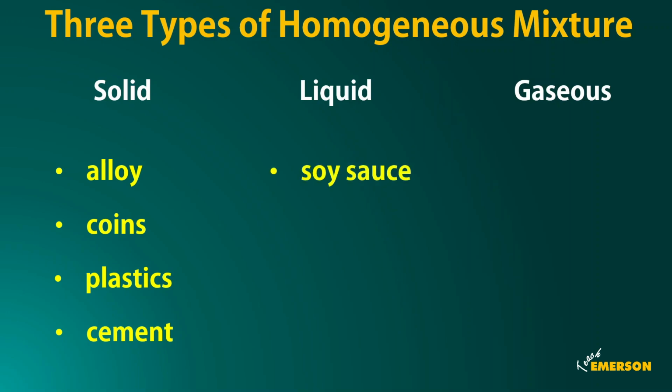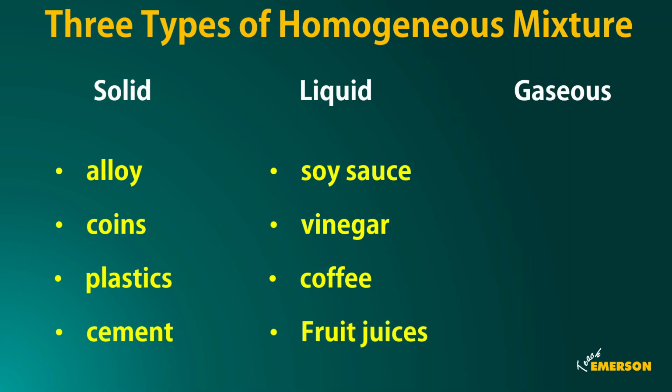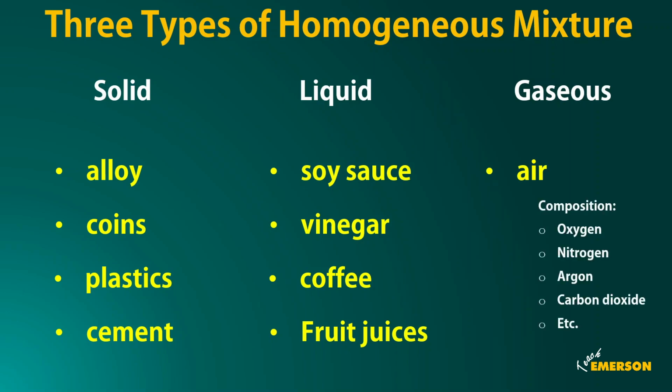Liquid homogeneous mixtures include soy sauce, vinegar, coffee, and beverages such as the different kinds of fruit juices. The water itself is a good example of this kind of mixture. Homogeneous mixtures also appear in gaseous state. The air that we breathe is a good example of this mixture. Air is composed of different gaseous elements such as oxygen, nitrogen, argon, and carbon dioxide, to name some.